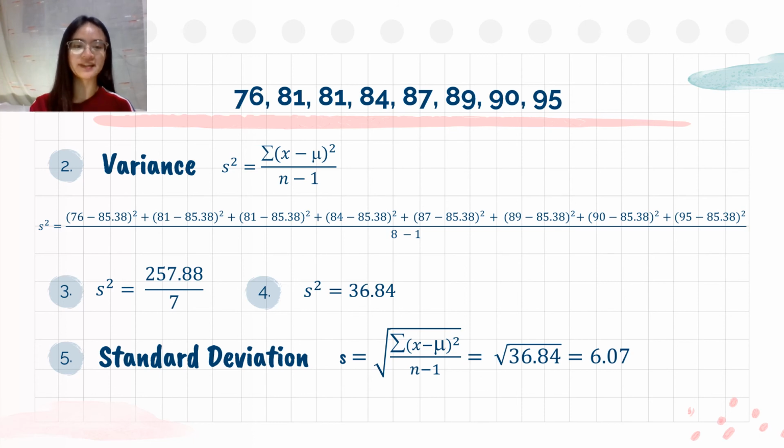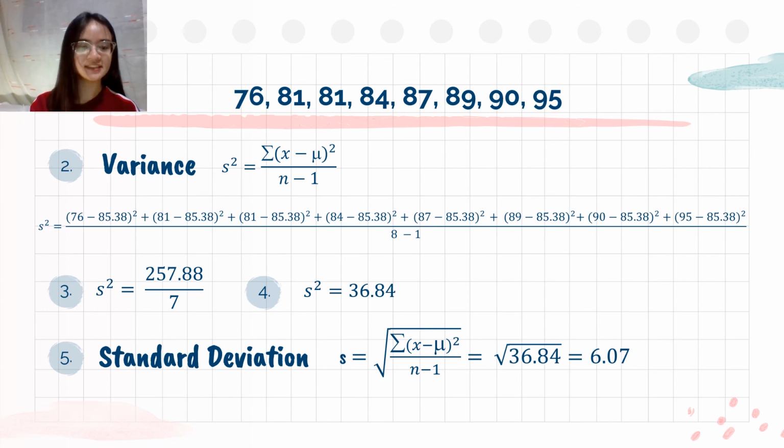Next step is to find the variance. So, i-add lang natin ulit katulad ng mga ginawa natin kanina, yung numerator, which is (76 minus 85.38) squared plus (81 minus 85.38) squared plus (81 minus 85.38) squared plus (84 minus 85.38) squared plus (87 minus 85.38) squared plus (89 minus 85.38) squared plus (90 minus 85.38) squared plus (95 minus 85.38) squared over 8 minus 1.